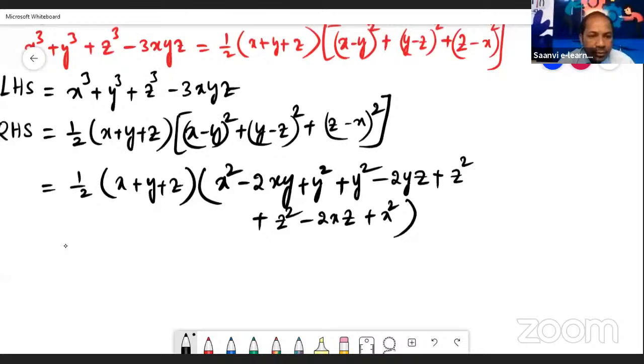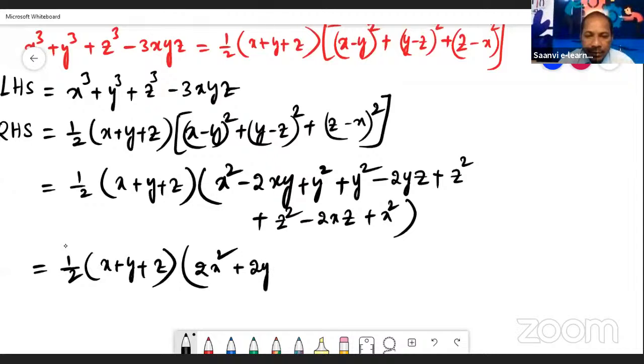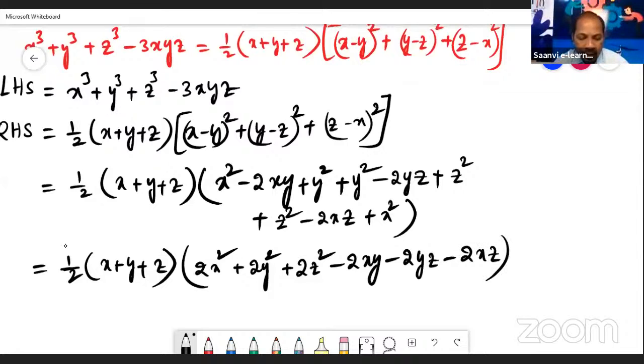Now see here, 1 by 2 into (x plus y plus z) into, here see all terms are double. See x square plus x square, 2x square, double is there. And y square also double is there, y square plus y square, 2y square. And z square also double is there, z square plus z square, 2z square. Next minus 2xy. Okay. And minus 2yz, minus 2xz. Okay, all are double.